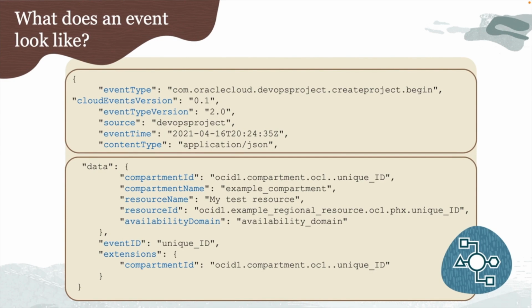There are common attributes in the event envelope which are the same across all the events, and it includes the event type, the source, and event time. The data payload will depend upon which OCI service produced the event along with the specific event type. It defines more details, and in this example, the event was from the DevOps project for the type createProject.begin, and the resource named myTestResource was created under the given compartment and availability domain.